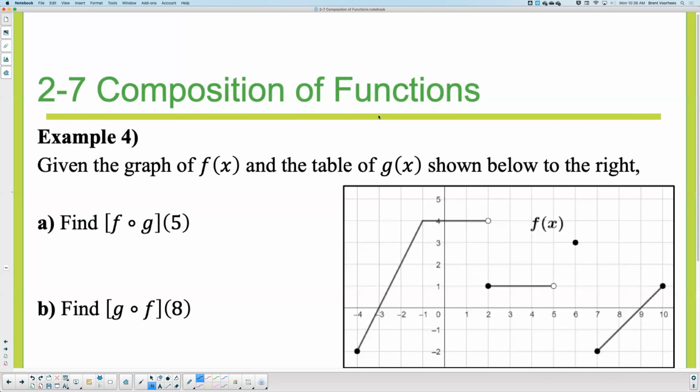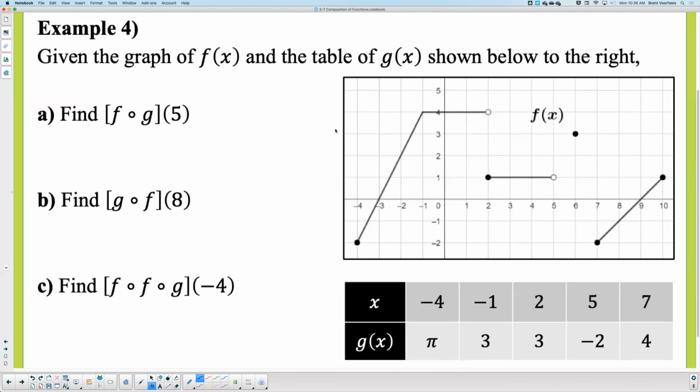All right, example 4. Now, what I'm going to do here is mix up some representations and have you solve these. So it says first, the graph of f is shown, and here's the table for g. Let's find f of g of 5. Okay, so here's a question for you. Where does the 5 go first? 5 is going to go into g, and it's going to produce something. Let's go find what 5 produces.